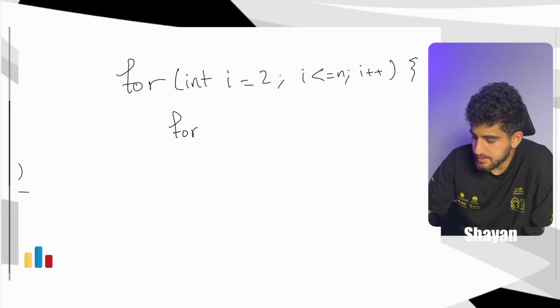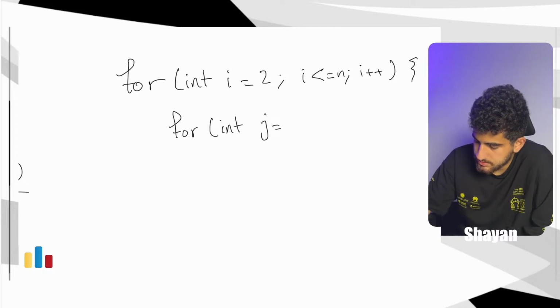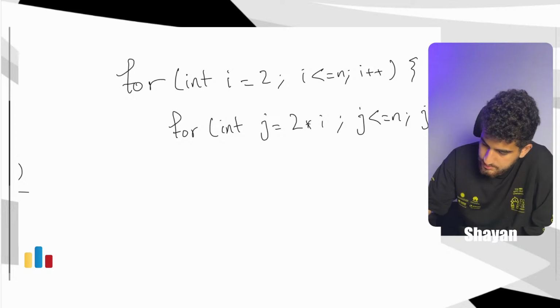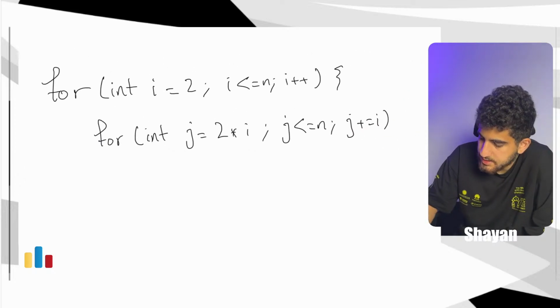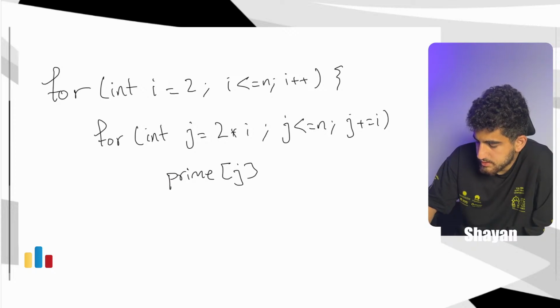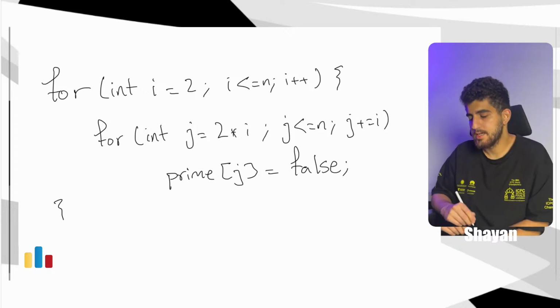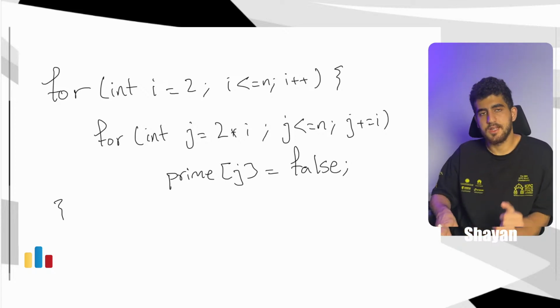We had another for int j equal to 2 times i, j less than n, j plus equal to i. We just say that in here, prime of j is equal to false because it has a divisor. Well, first of all, what is the name of this algorithm?